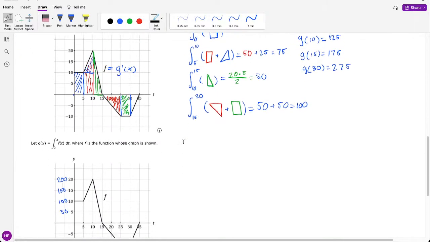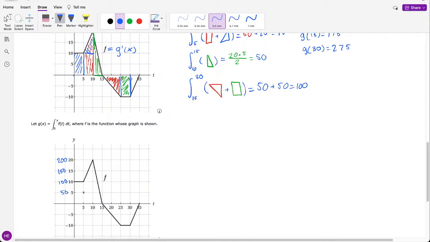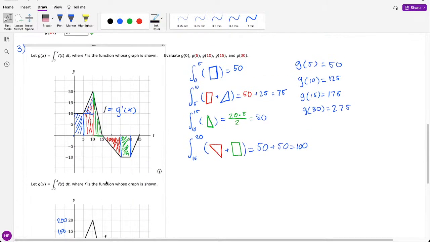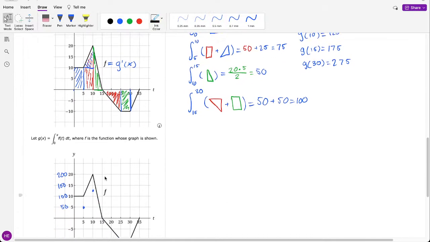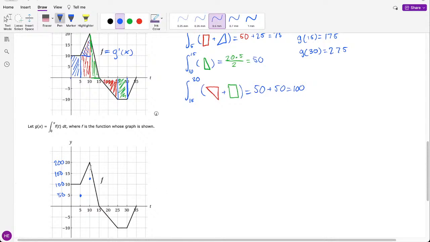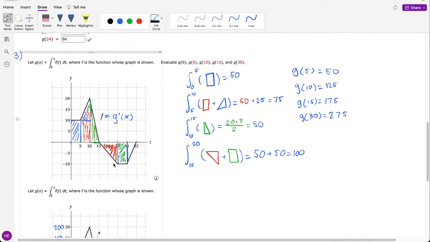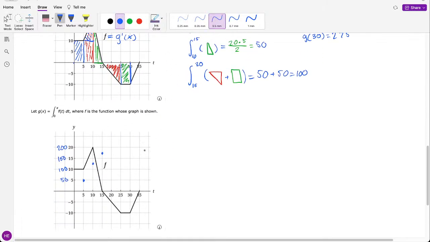So 5 is 50, right? That's gonna go here. 10 is 125, so that'll go right in between here. 15 is 175, so that'll go here. And 30 is 275. Well, we have 200, 250, and then 275 would be right in there. So there's our graph.